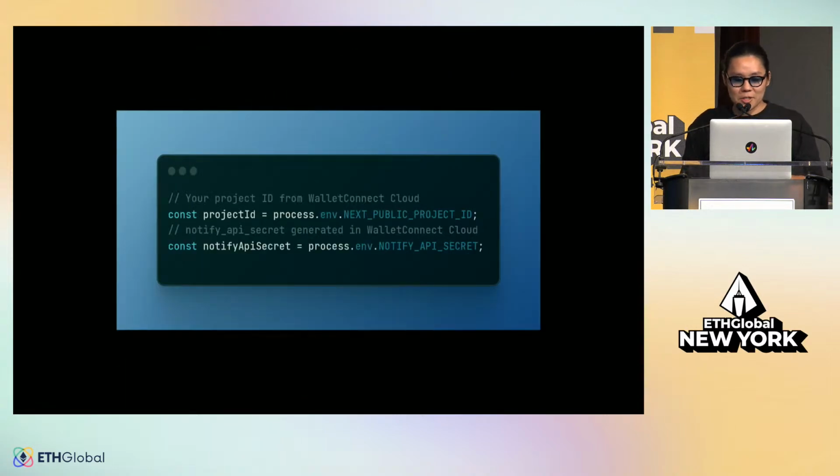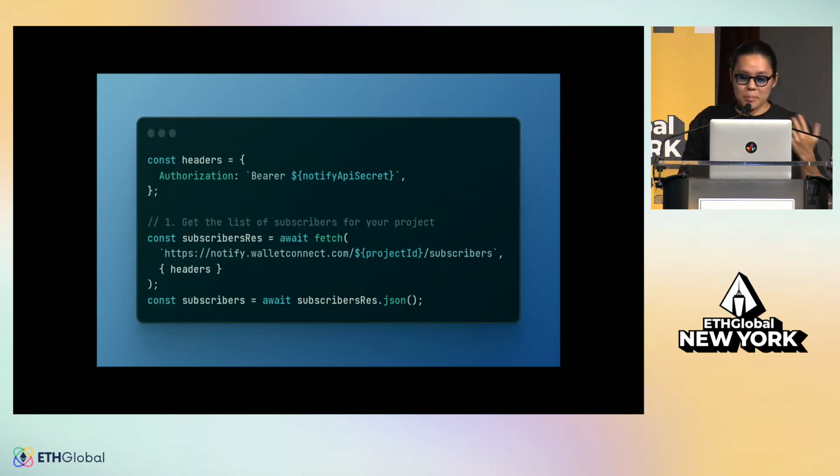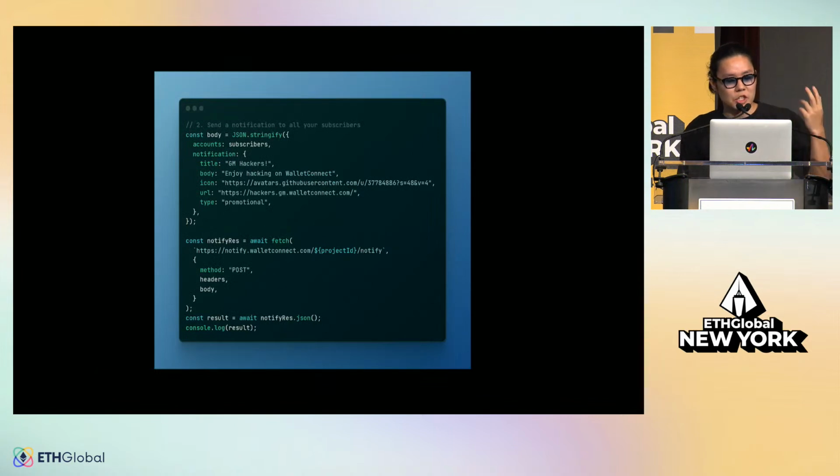Sick. All right, so you need some secrets and public project IDs, etc. Simple stuff. A Notify API secret that allows you to subscribe to our service and use our network. This might be more familiar on the authorizations and sending through. And here, this is just a JSON stringify of that. You would send a notification. I'd send in some params of title, GM hackers, enjoy hacking on WalletConnect. You can put on icons, so you might have seen that block on Ethereum, like these things here.